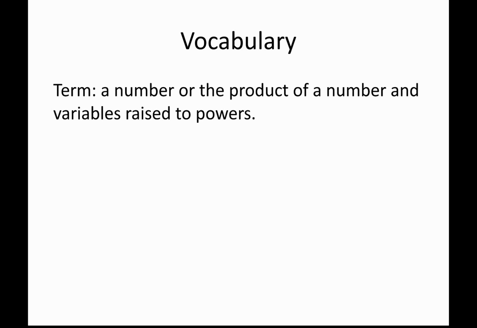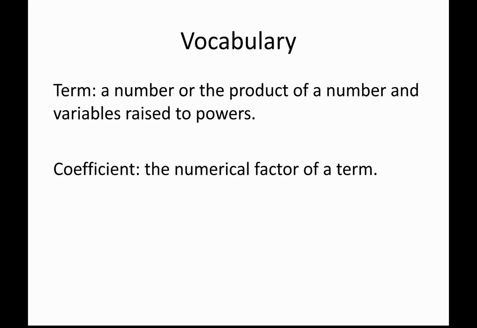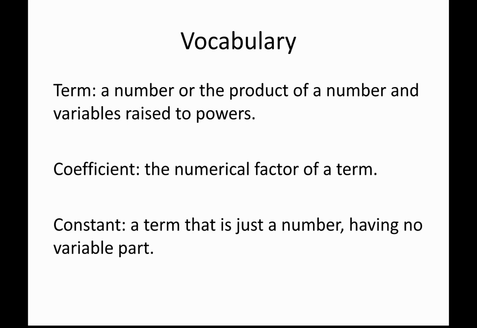Now, I definitely have places for you to write down these definitions because I think it's important for you guys to make sure that we're all on the same page on what the definition of these words is. So a term in a mathematical context is a number or the product of a number and variables raised to powers. Okay, so I want you guys to write that down or otherwise internalize the definition of this term. Then there's a coefficient that I want you guys to know about, and it's defined as the numerical factor of a term, okay? And a constant is a term that is just a single number having no variable part, okay?